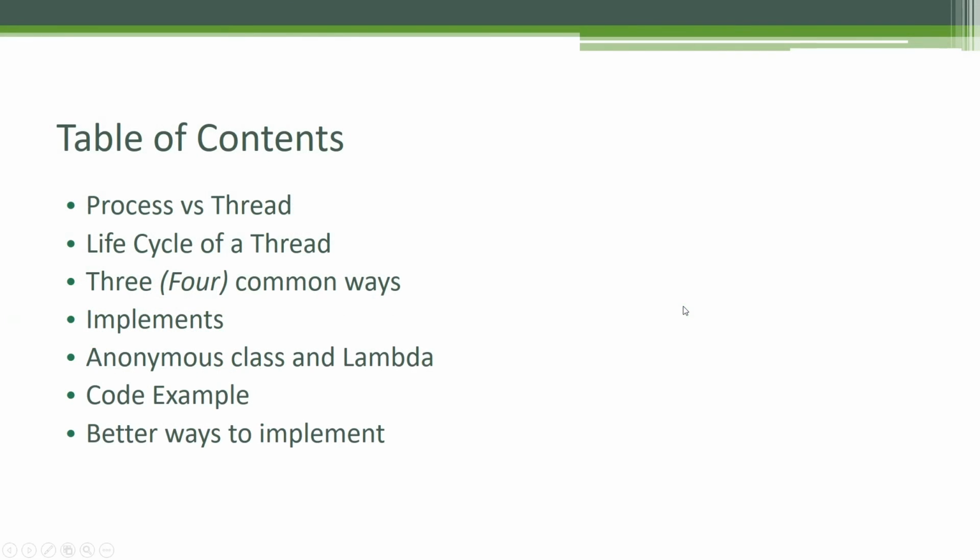Alright, so a table of contents: first a process versus a thread, then the lifecycle of a thread, 3 or 4 common ways. I'm saying 4 because one thing is iffy, you shouldn't use it. Implements, anonymous class and lambda, code examples, and then better ways of doing this.